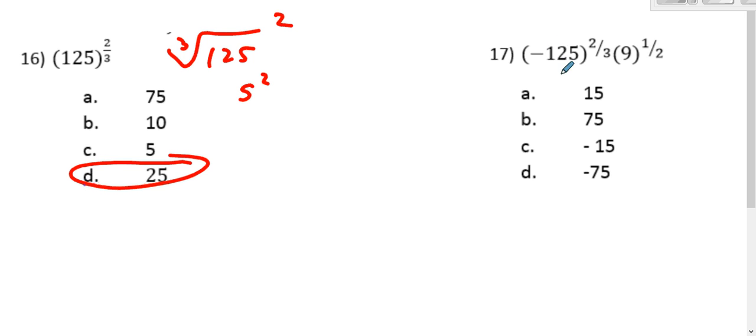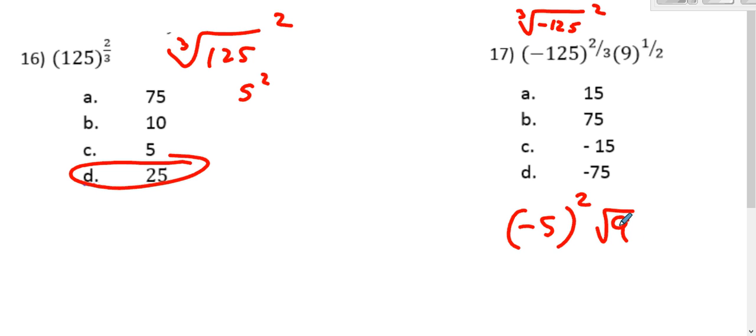Pretty similar question, except this time we got a negative. So the cube root of negative 125 will be negative 5 this time. And then square it. And we have 9 to the 1/2. That means square root of 9, which is just 3. And then negative 5 squared, that's negative 5 times negative 5. 25 times 3 is 75.